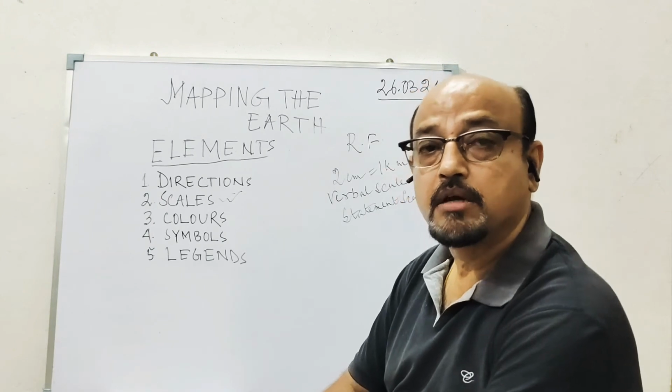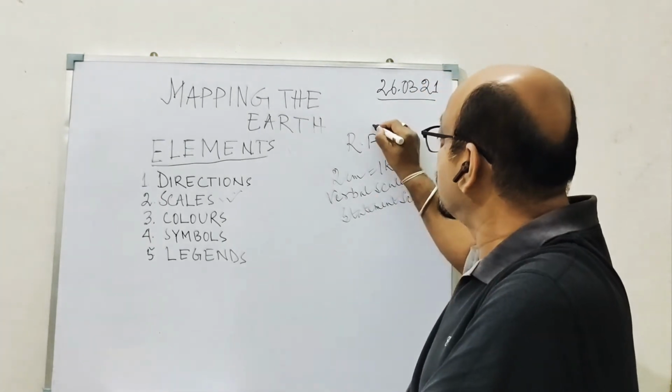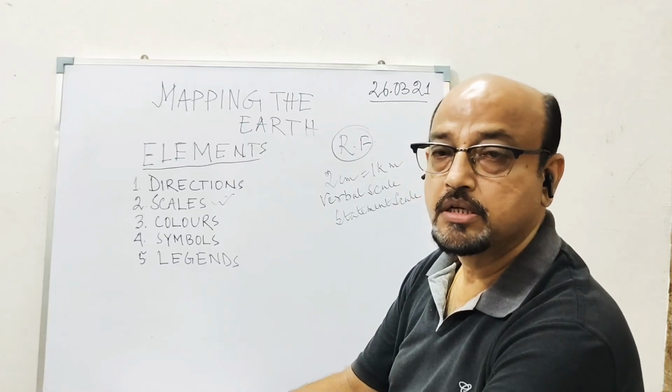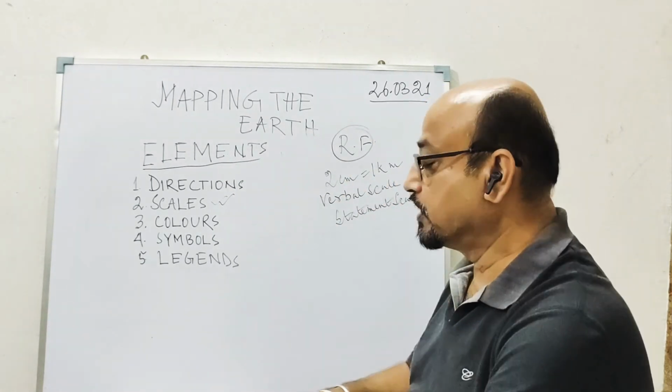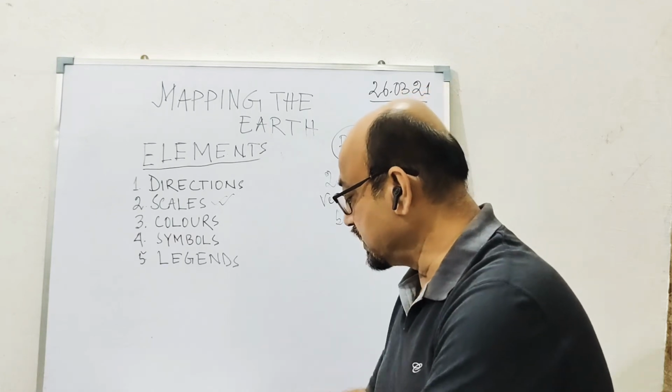This is known as a verbal scale or statement. So number one is the representative fraction. Number two is the verbal scale or the statement scale.